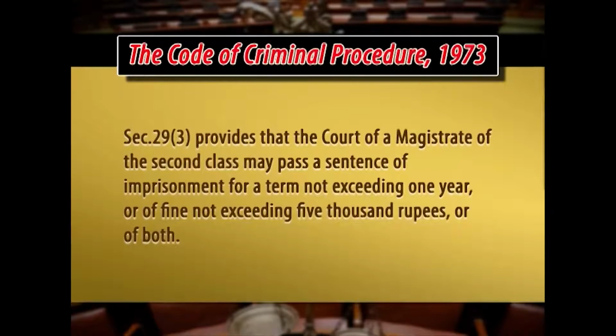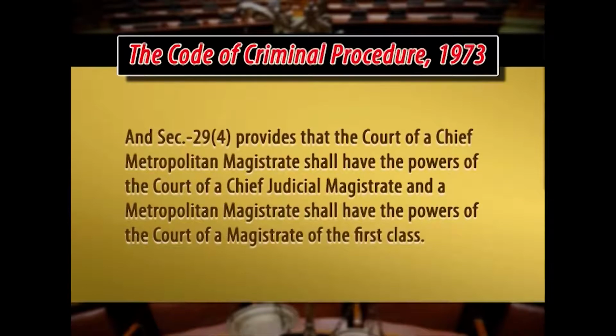Section 29 subsection 3 provides that a court of magistrate of the second class may pass a sentence of imprisonment for a term not exceeding 1 year or a fine not exceeding 5,000 rupees or of both. Section 29 subsection 4 provides that the court of a Chief Metropolitan Magistrate shall have the powers of court of a Chief Judicial Magistrate, and a Metropolitan Magistrate shall have the powers of Judicial Magistrate First Class.